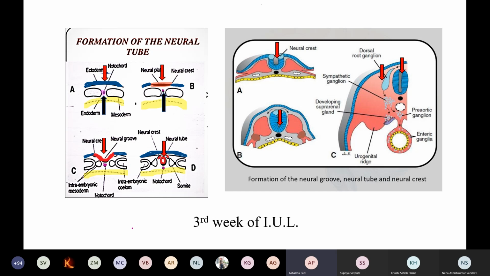Some of the cells, the two dots I have shown, get detached from the neural folds and lie between the neural tube and the surface ectoderm. These are called neural crest cells. Same thing here you can see. This neuroectoderm depressed beneath forms the neural groove, gets detached from the surface ectoderm, and forms the neural tube. Some of the cells get detached and lie on either side of the neural tube, and these are called neural crest cells.